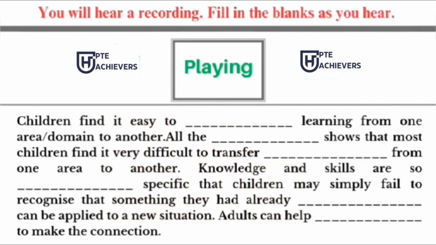Children find it easy to transfer learning from one area, domain to another. All the evidence shows that most children find it very difficult to transfer learning from one area to another. Knowledge and skills are so context-specific that children may simply fail to recognize that something they had already learned can be applied to a new situation. Adults can help children to make the connection.